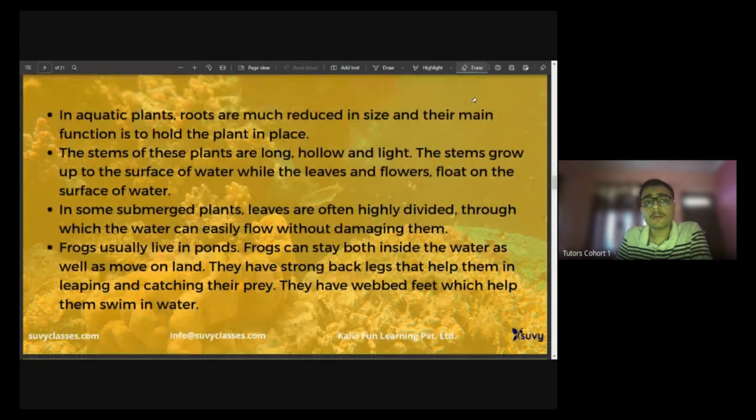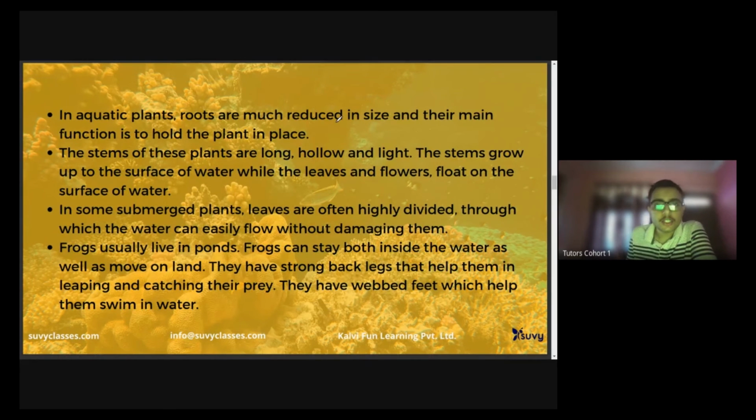Now we need to talk about aquatic plants. It's very tough for plants to live inside water, right? But still they have adapted to the condition. Firstly, their roots. If a plant was in a desert, it had very long roots. Why? Because it needed groundwater, which was very deep inside the earth. Whereas if a plant is in water, it does not need to have longer roots. It can work with shorter roots as well.